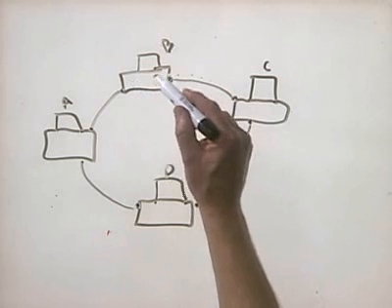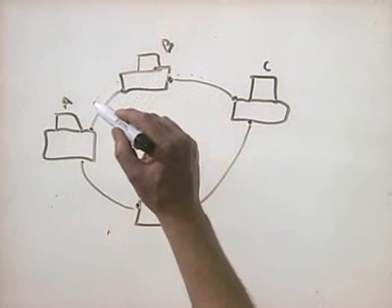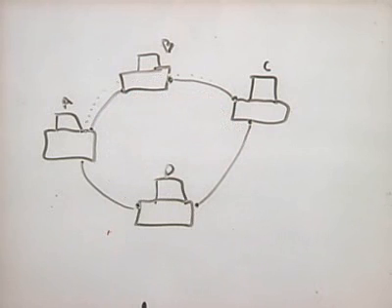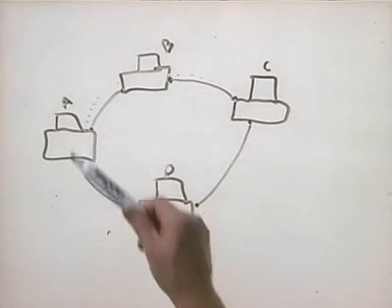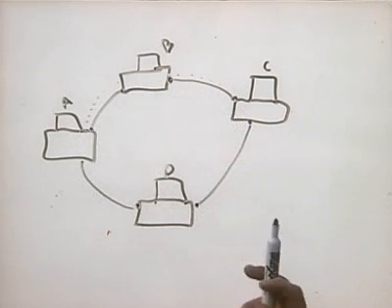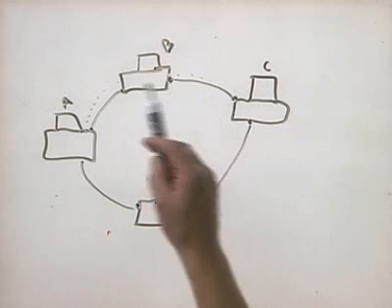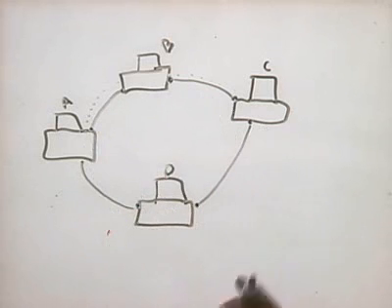Then B takes a look at the information and says, oh, that's not for me. I'll forward it on. A gets a hold of the message and says, hey, that message is addressed to me, and it accepts the information. So in this way, information can be passed to any host on the network. It may not be a direct connection, as we pointed out. It may have to go from host to host to host before it eventually arrives at its destination.